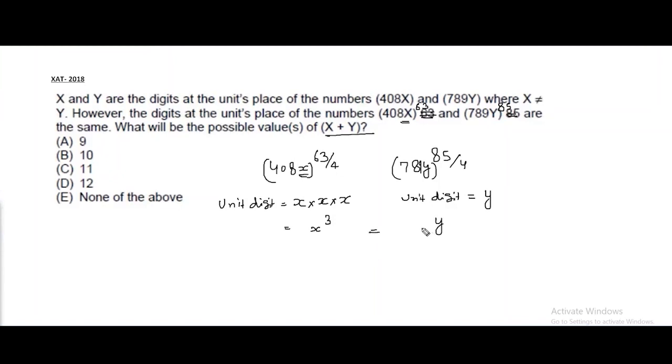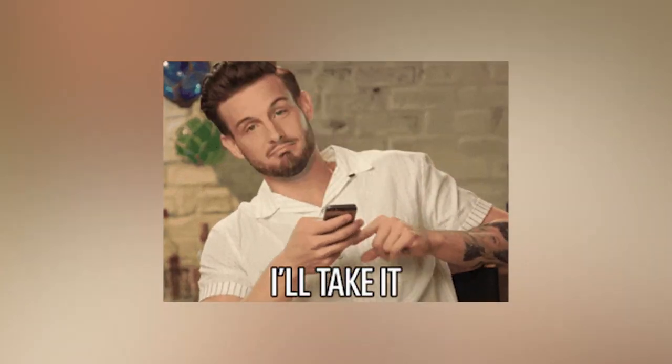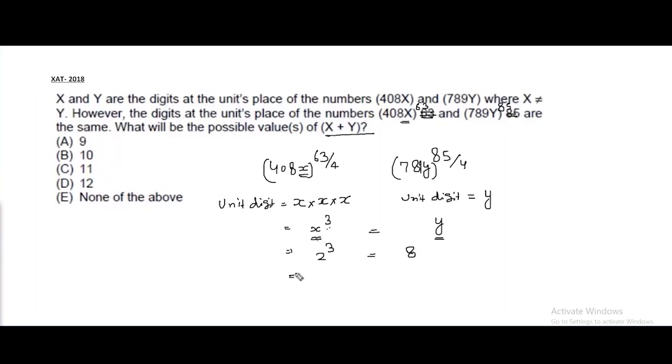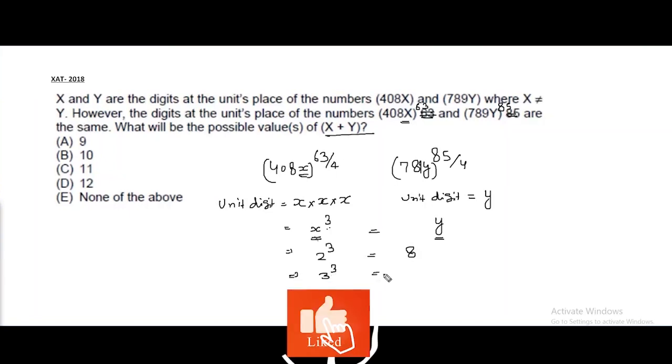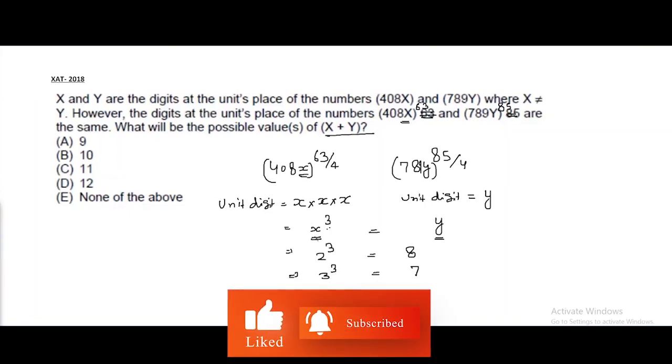If x cube is equal to y and x is not equal to y, I cannot take 1 because 1 cube will be equal to 1. In that case, 1 and 1 will be same. X should not be equal to y. I cannot take 4 cube because if I take 4 cube, this will also be 4. So what can I take? I can take 2 cube. So this becomes 8. I can take 3 cube. So this becomes 7. I cannot take 4 because 4 cube will be 4. I cannot take 5 because 5 cube again will be 5.